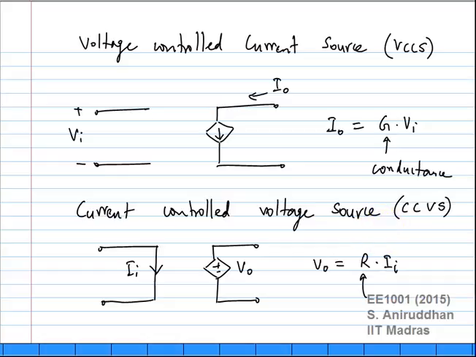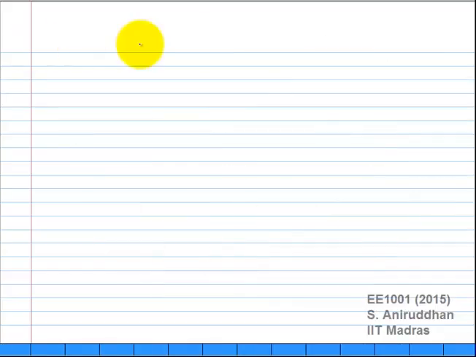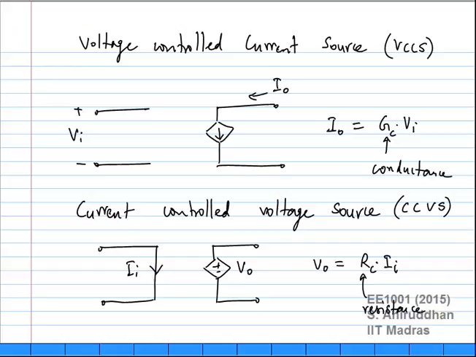Maybe I should be a little bit more careful. I'll use GC and RC to show the proportionality constant of the controlling variable. This has the units of resistance. And finally, did everybody get this? The current controlled voltage source.